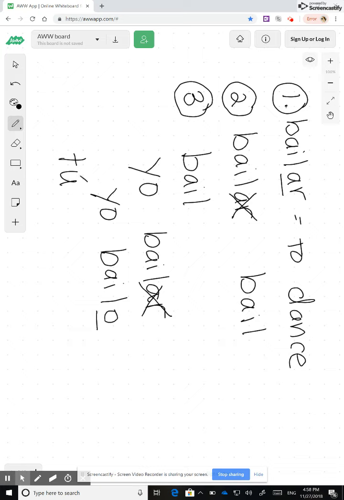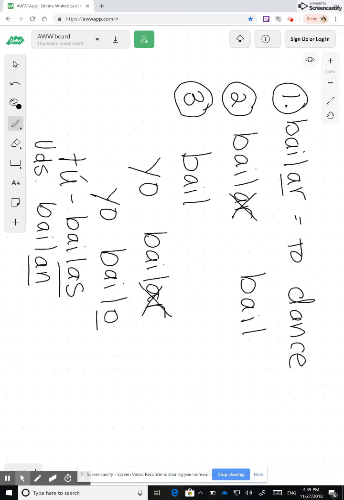If my pronoun is tú, then I'm going to go through those same steps. I'm going to start with bailar. I'm going to take off the AR, and then I'm going to replace it with as. So that's my ending. Let's take ustedes. And I want to say that you all, or you plural, dance. I would say ustedes bailan, because the an ending is the one that goes with ustedes.